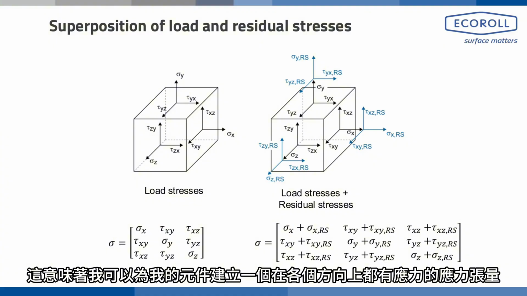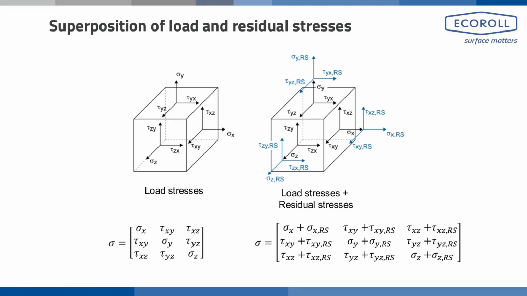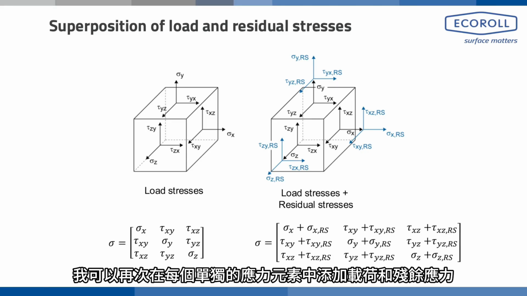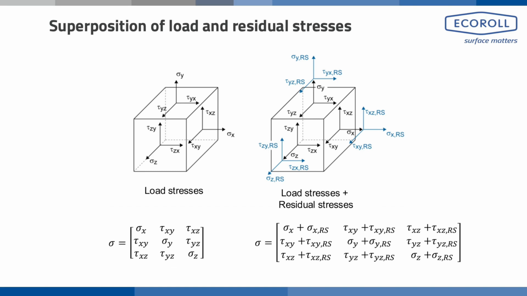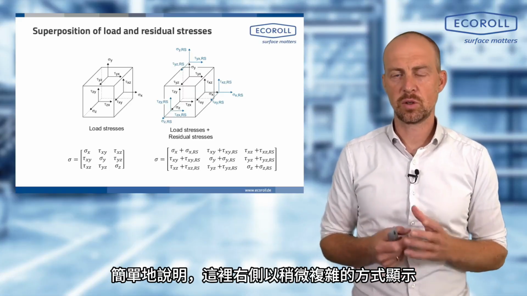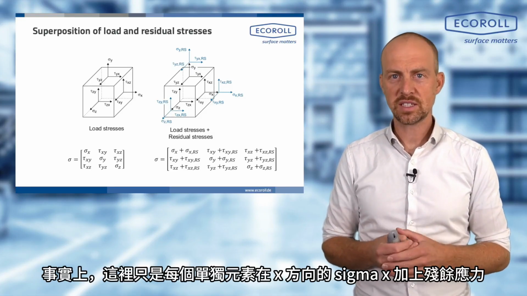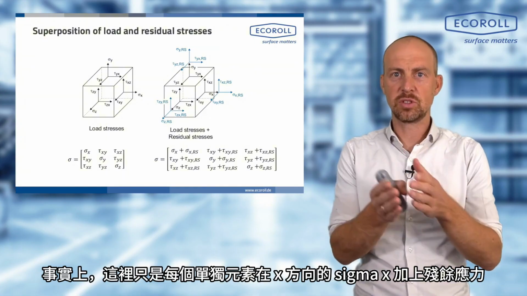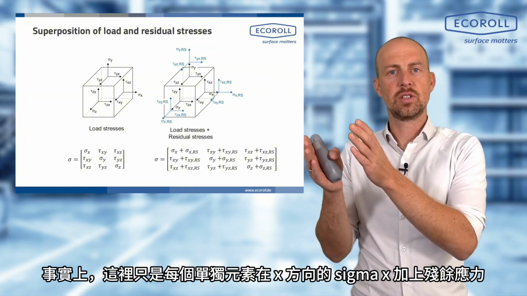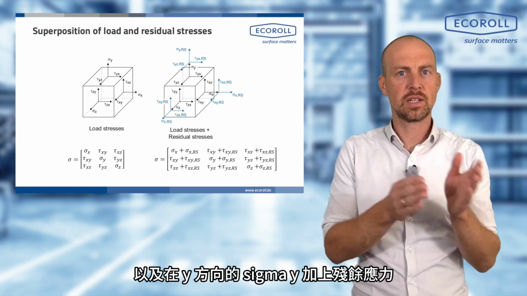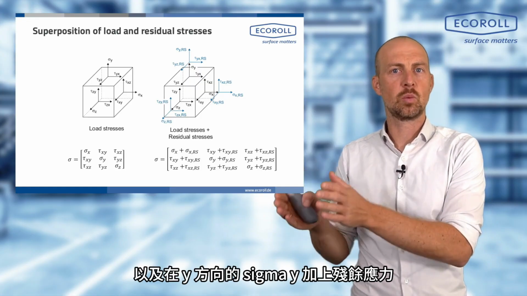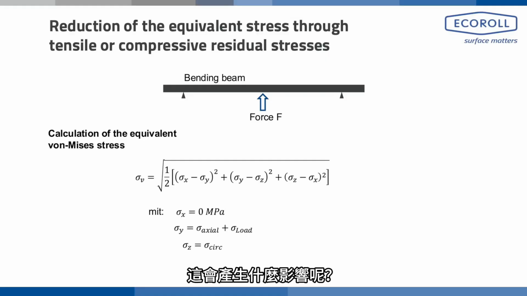That means I can set up a stress tensor for my component, which has stresses in all directions. And in this stress tensor, I can again add the load and the residual stress in each individual stress element. I've simply illustrated that here on the right side, shown in a slightly more complicated way. In fact, here it's just sigma x plus the residual stress in the x direction for each individual element. Sigma y plus the residual stress in the y direction. And what effect does that have?